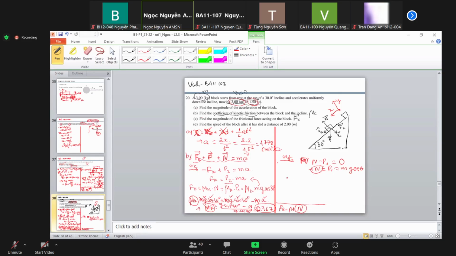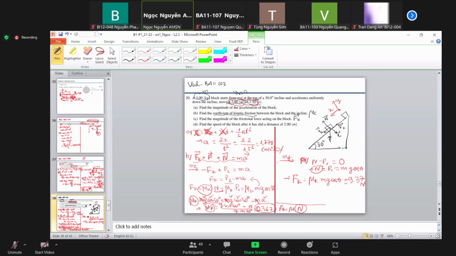Now the c part. Because of limited time, I have to go a little bit fast. Okay, so you can calculate Fk. Mu k is here, you just need to calculate N, mg cosine theta. And the result here is 9.737.